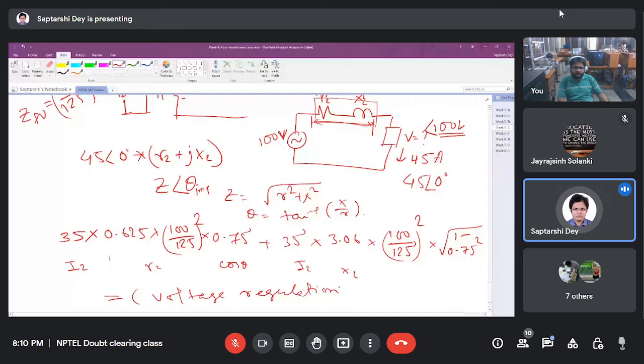So here the power factor is not unity. So the second term is also coming in the voltage regulation.